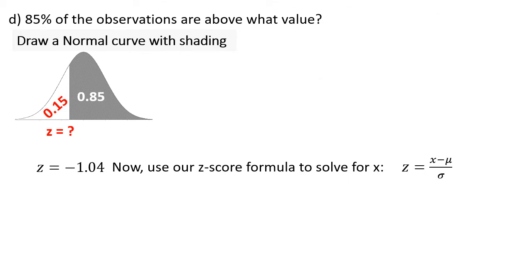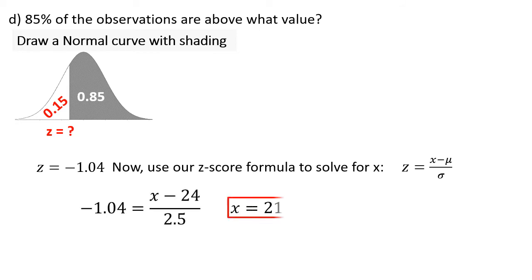Now we're going to take that z-score and use our z-score formula, but work in reverse. We know z, we know the mean, we know sigma, we don't know x, so we want to work backwards this time. And so we get an x value, a data value of 21.4. Again, we're using the same distribution for all these problems: mean of 24, standard deviation of 2.5.